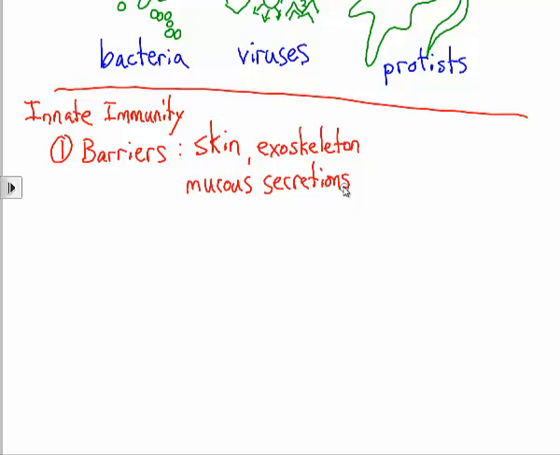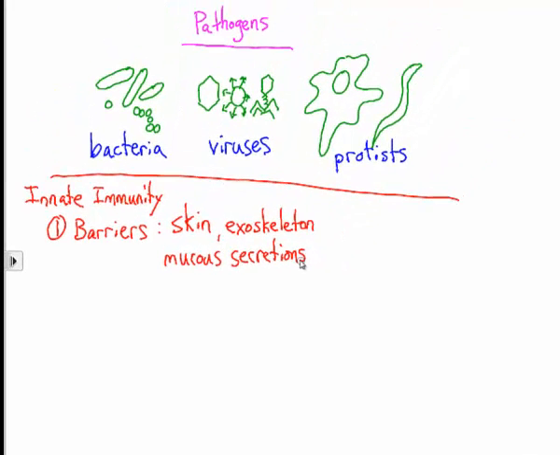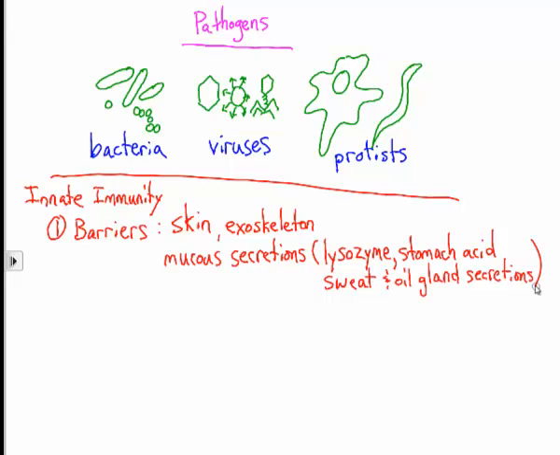Other cells in our body also produce this lysozyme. In our stomach, insects, digestive tracts produce this as well. Also, stomach acid itself, the high acid content destroys microbes as they enter the stomach from the food that we eat. Sweat and oil glands in our skin lower the pH of our skin to the point where most microbes can't survive. Let's say these pathogens get past our barriers.